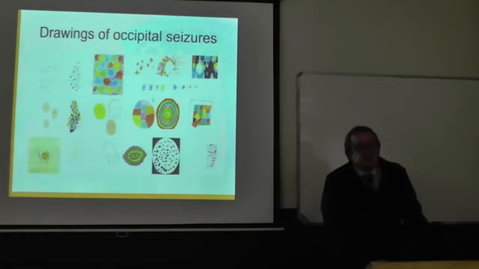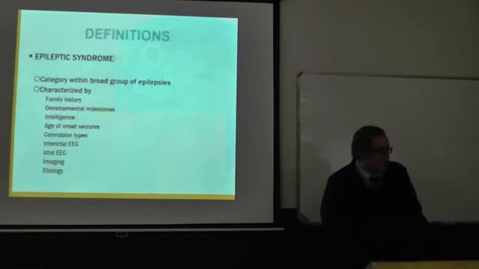These are just a few examples of drawings that children and adults made of the kind of things that they see, either prior to or during occipital focal seizures. And you can see there that it tells you a little bit also about how the brain functions and how it sees color.